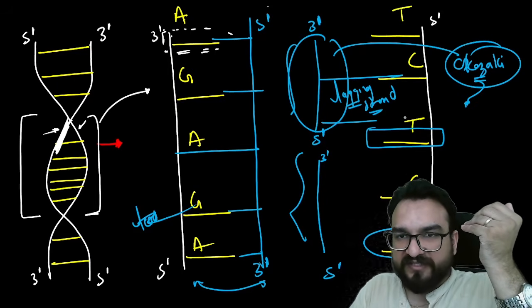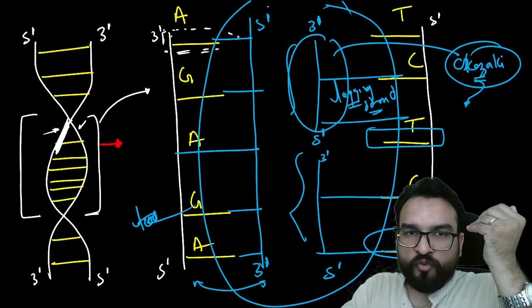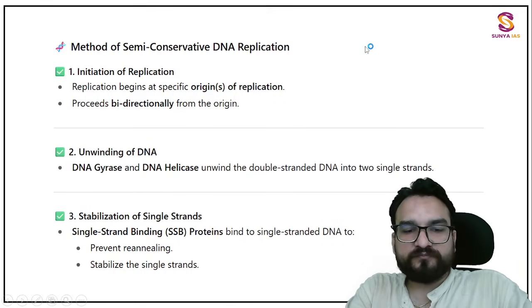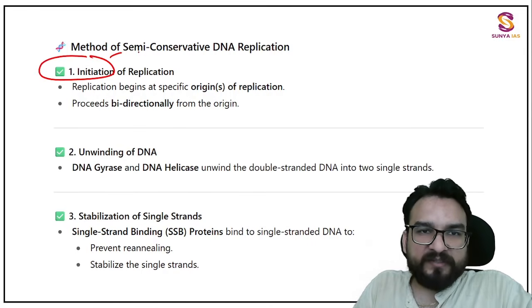Okay, and this is the way this particular lagging strand is being created. So semi-conservative, two new, two old over here. I hope you are understanding this. Let me show you now. See, understand this. And this process is known as initiation of replication first.